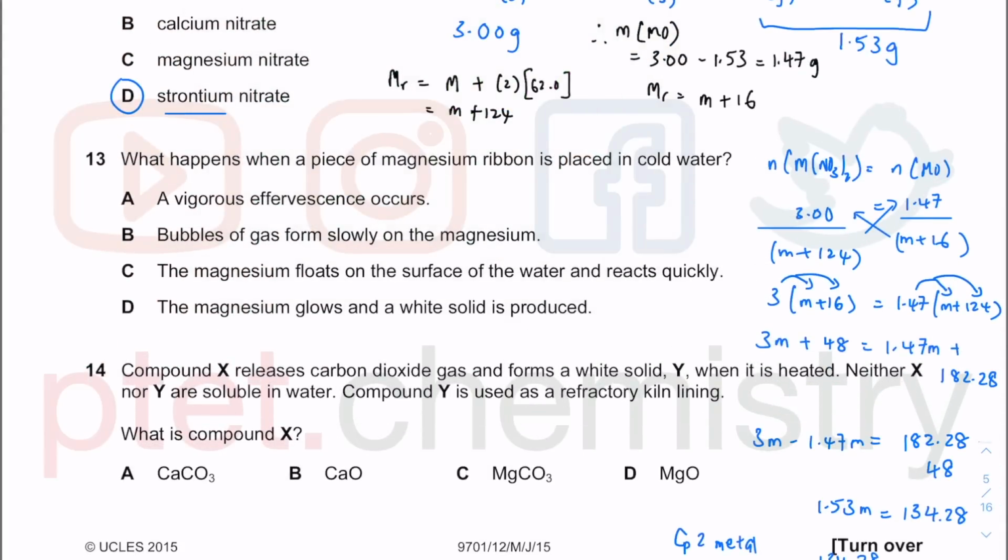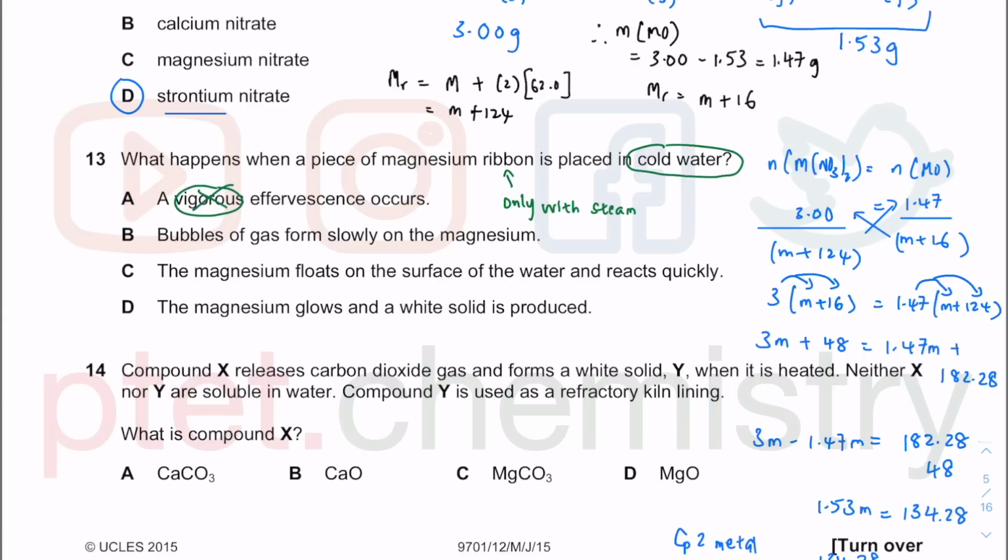Question 13, what happens when a piece of magnesium is placed in cold water? We know that magnesium reacts very, very slowly, almost no reaction with cold water, but magnesium can react with steam, okay? So only with steam. And you get not magnesium hydroxide, but instead magnesium oxide and also hydrogen gas when you react it with steam there. So a vigorous effervescence is wrong. That is typical for group 1 metals.